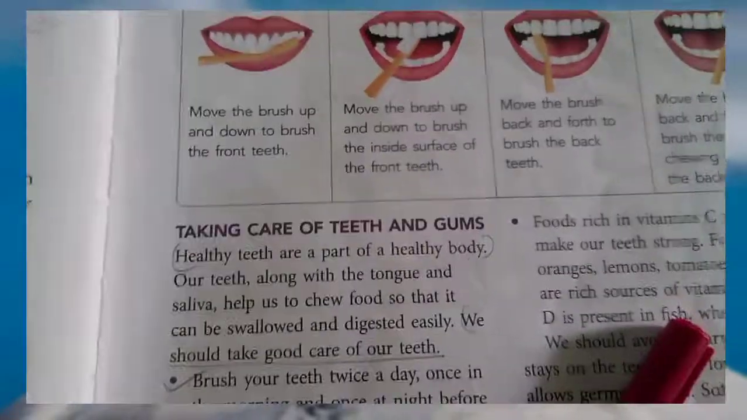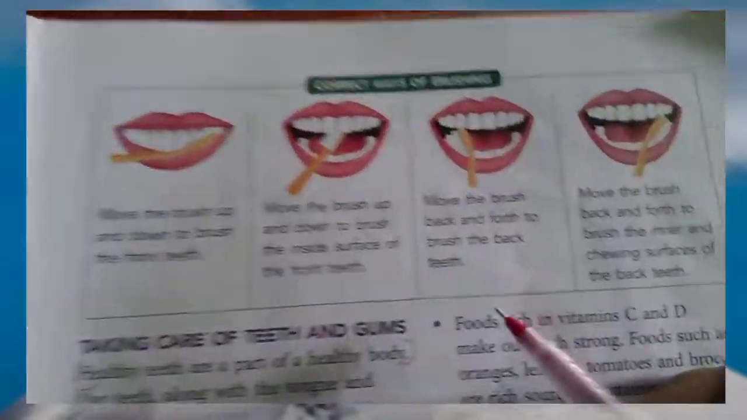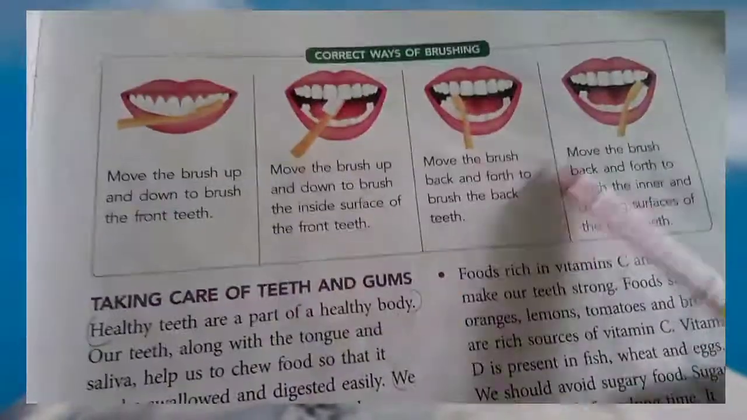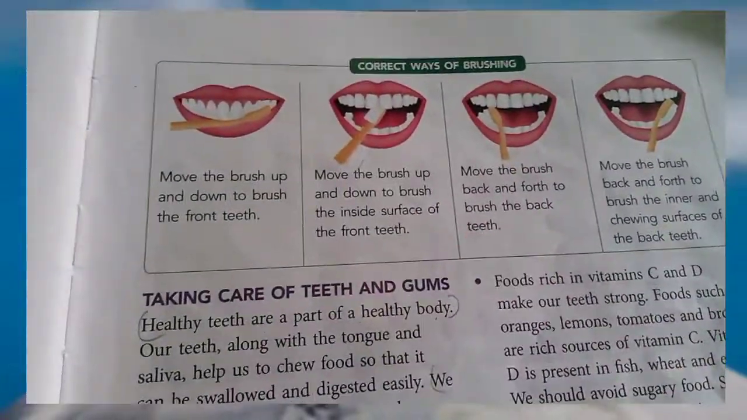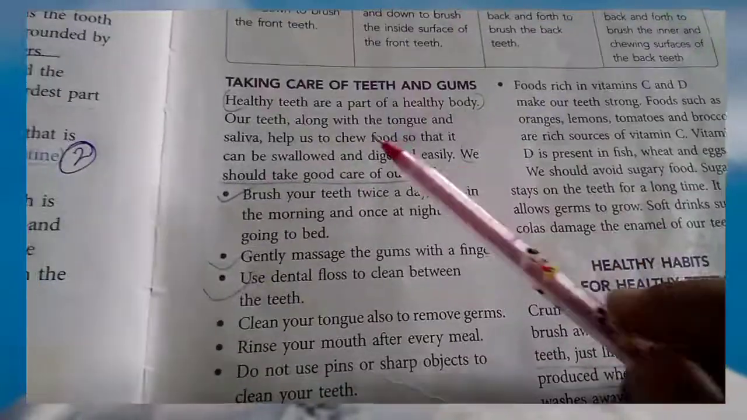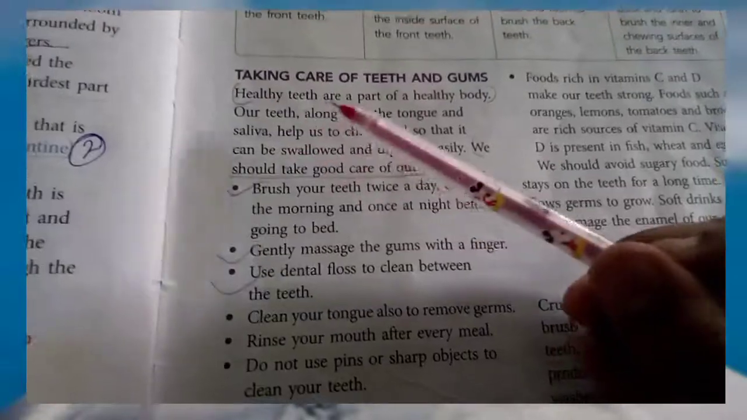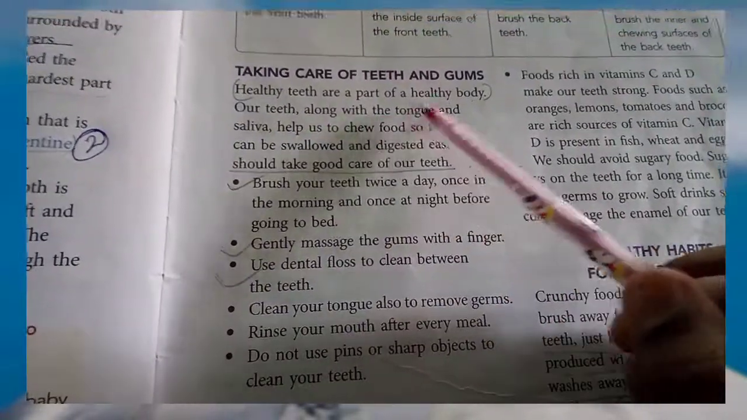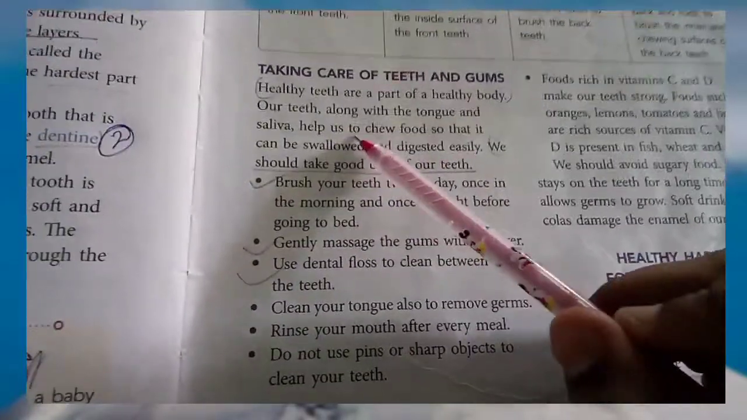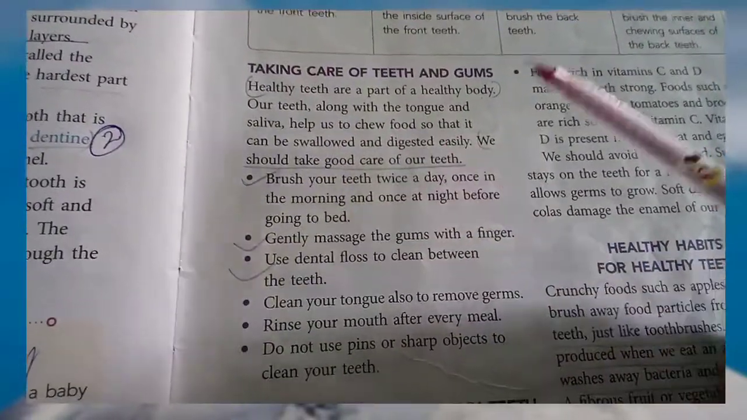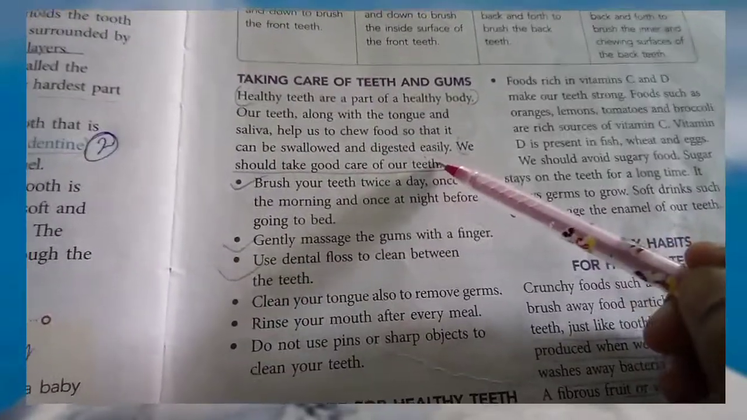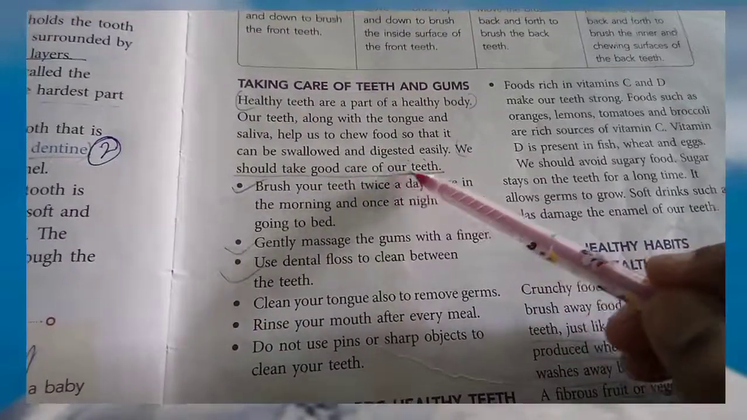Next are the correct ways of brushing. First you have to do like this. They are the correct ways. Now, how will you take care of your teeth and gums? Healthy teeth are a part of a healthy body. Our teeth, along with the tongue and saliva, help us to chew food so that it can be swallowed and digested easily. We should take good care of our teeth.